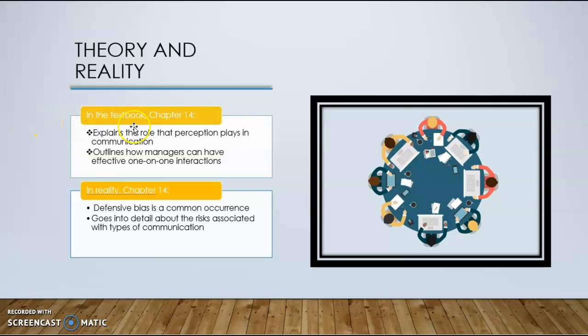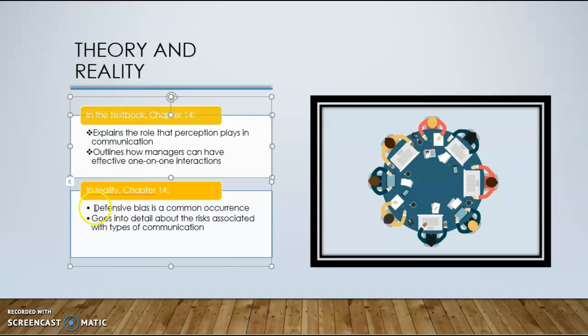So, in this point, we have Theory and Reality for Chapter 14. In the textbook, Chapter 14 explains the role that perception plays in communication, outlines how managers can have effective one-on-one interactions, and in reality it says that there's a defensive bias, which is a common occurrence, and it goes into detail about the risks associated with types of communication. I won't talk too much about the theory part because I think it's relatively self-explanatory.